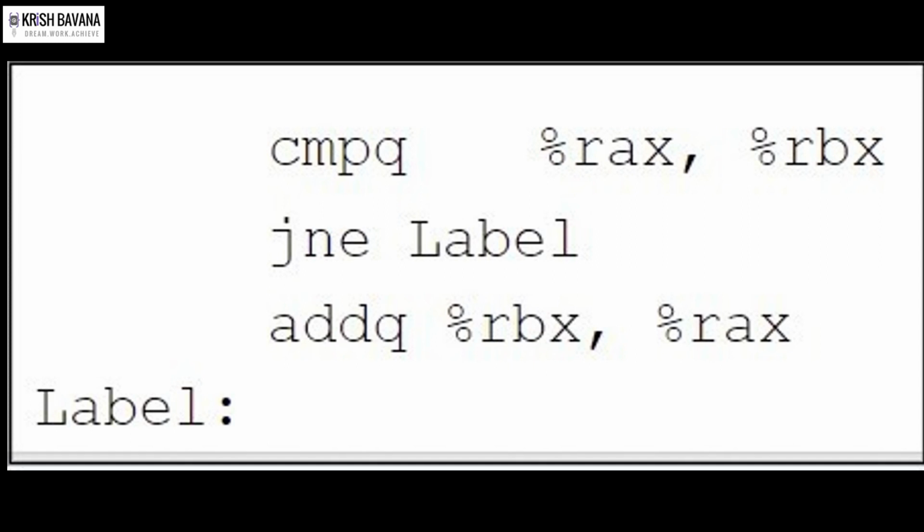And then the ADDQ is RBX and RAX. So the destination is RAX. So RAX is going to be the x. So RAX is equal to RAX plus RBX. It is nothing but x is equal to x plus y. So this is how we look at the actual code, and this is how we try to convert it from the C code to the assembly code.